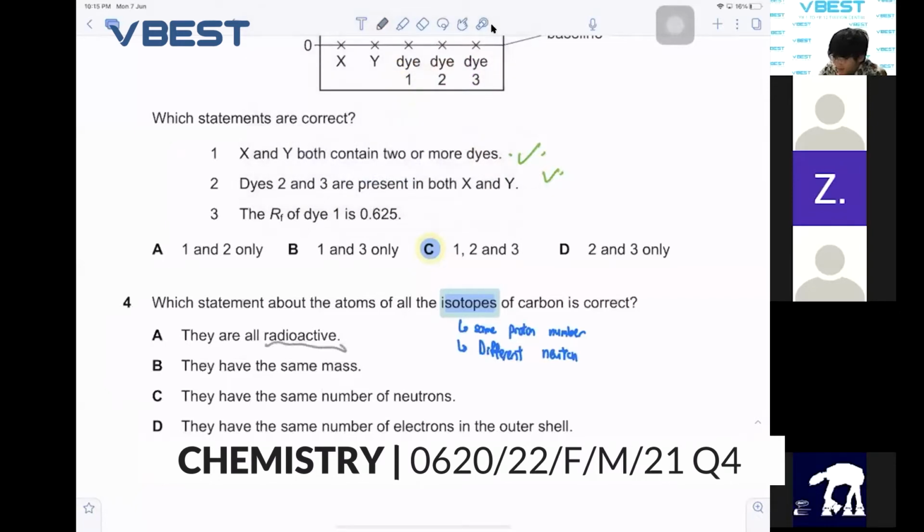Biggest joke ever. Carbon is not uranium. If uranium, yes. Okay, radioactive is not correct.